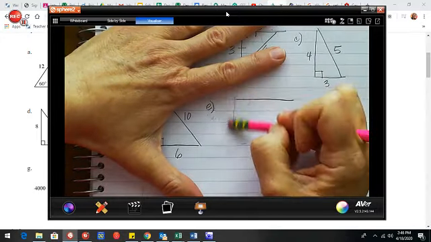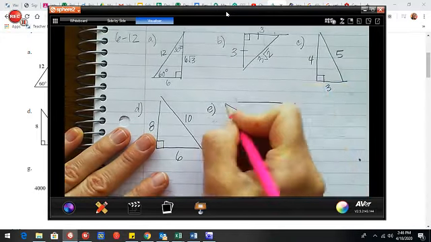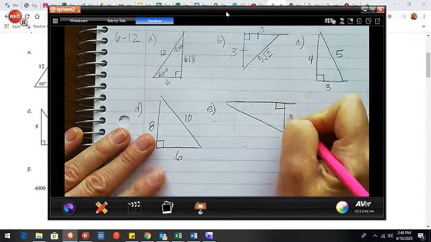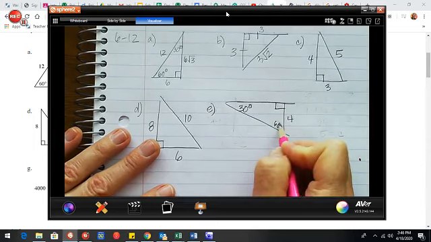Oops. I'll draw it the same way it is in the book so I don't confuse anybody. Okay, so if this is 30, this must be 60.